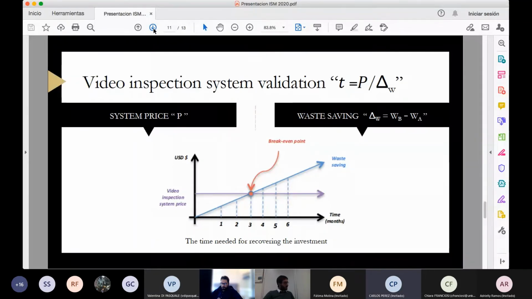For example, if the company selects an expensive system, the break-even point will be moved forward. Or if the company prints on many expensive materials, the point will be moved backward. That means that the recovery time of their investment will be faster.